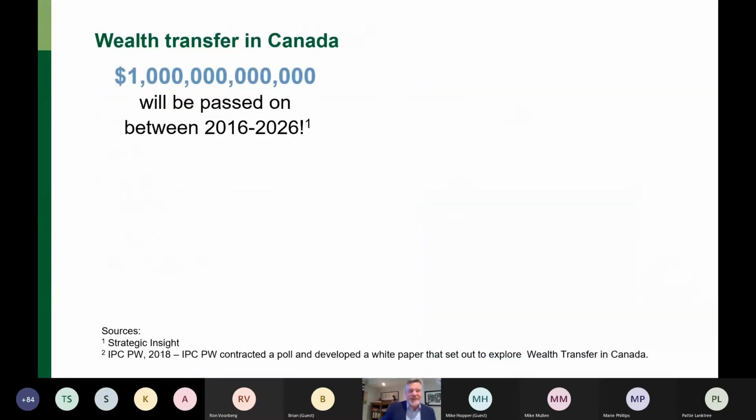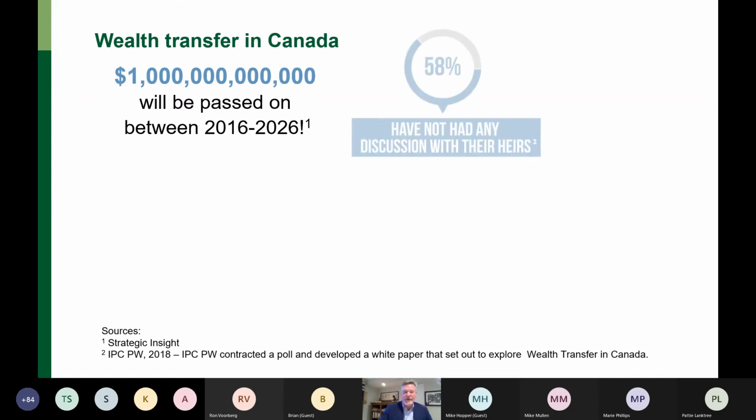Another thing to consider is this. We did a survey back in 2018, and what we did is we let them know that $1 trillion will be passed to the next generation between 2016 and 2026. That is an immense amount of money being transferred, in fact one of the highest on record.